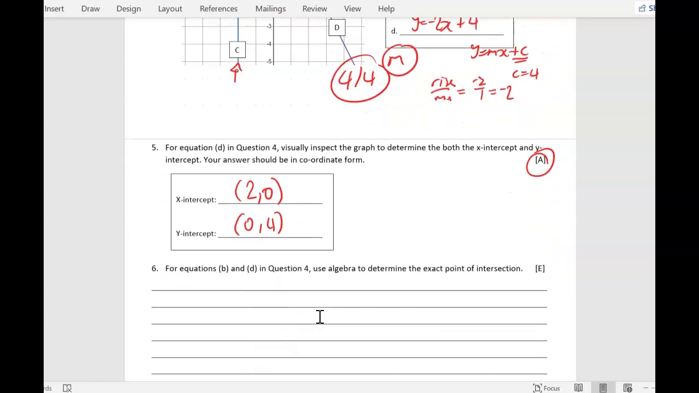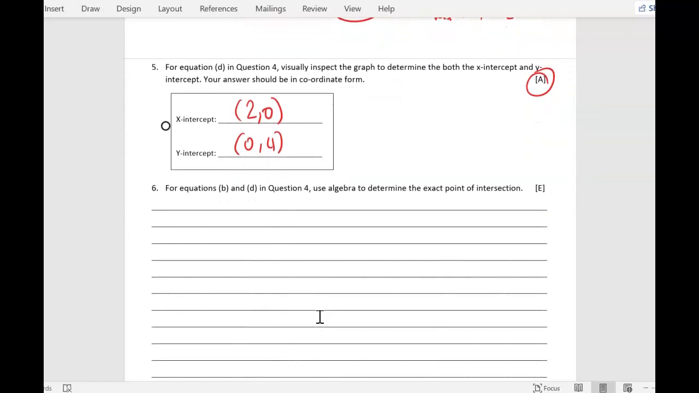Okay, so we're now moving on to the first E question. So equations B and D in question 4. So let's jot those down. That was y equals 1/3 of x, and then y is equal to negative 2x plus 4. Those are those 2 equations. Use algebra to determine the exact points of intersection.